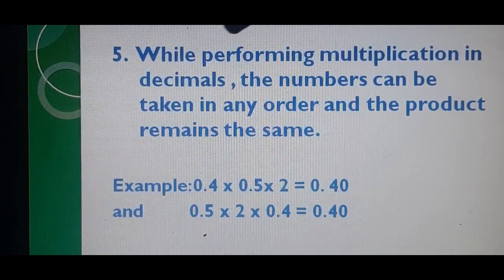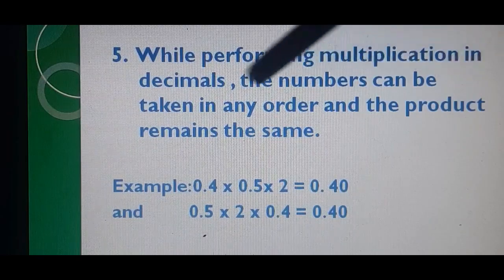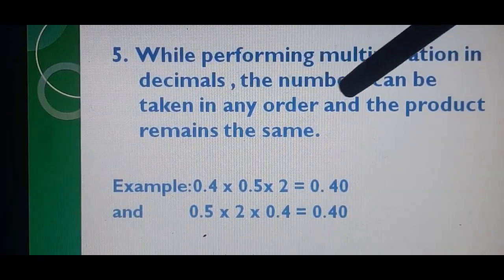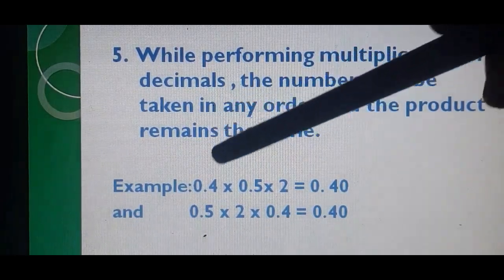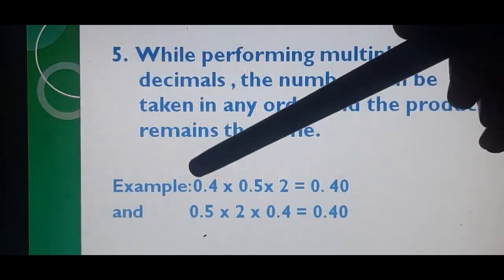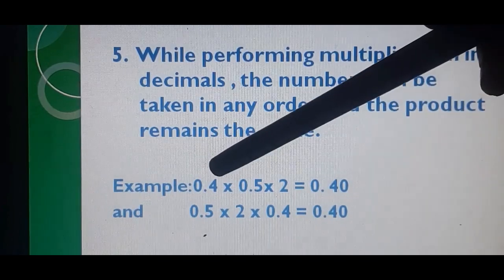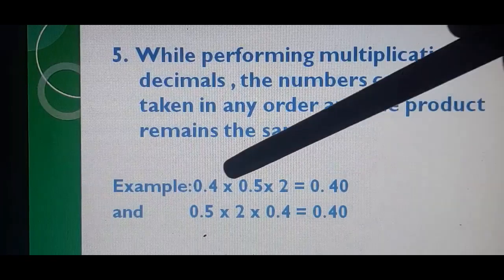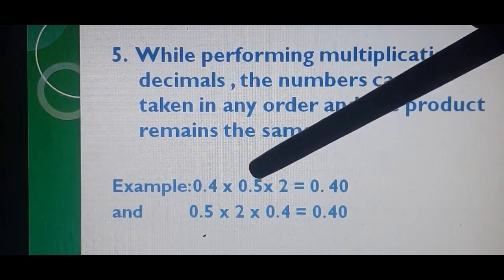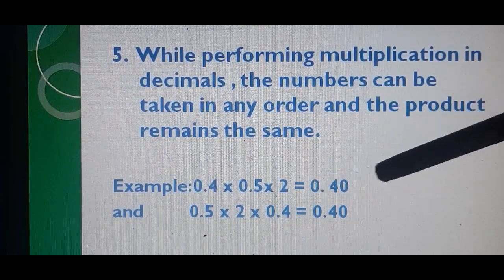Number 5. While performing multiplication in decimals, the numbers can be taken in any order and the product remains the same. Like 0.4 multiplied by 0.5 multiplied by 2. So we will do first simple multiplication. 4 5s are 20, 2 2s are 40. And now after decimal 1 and 1, 2 places are there. So once tens put decimal, our answer will become 0.40.